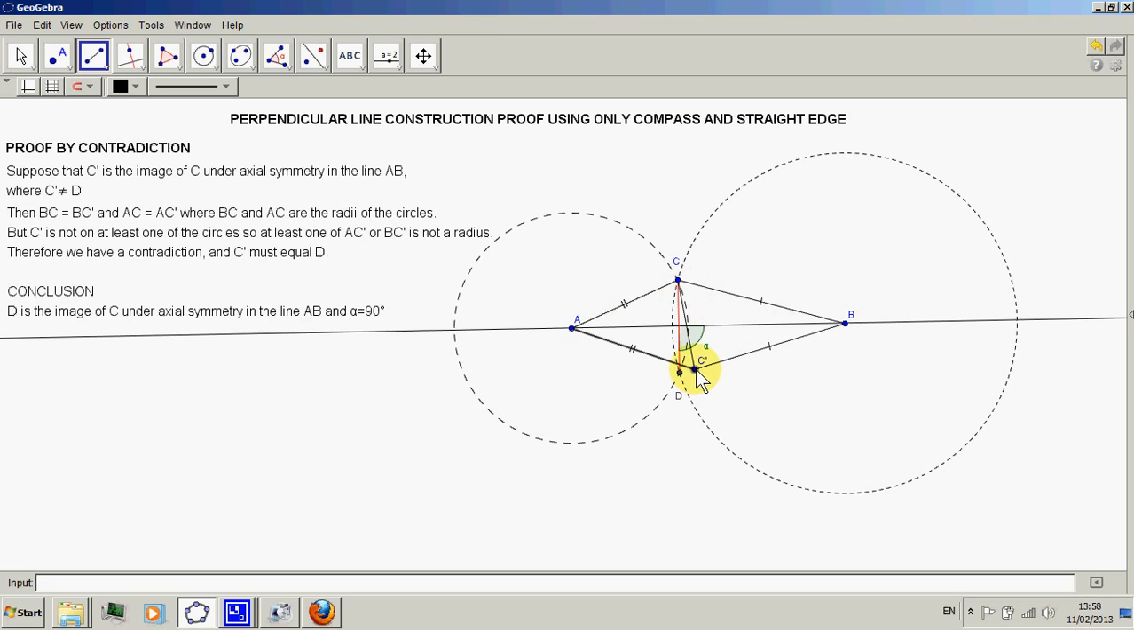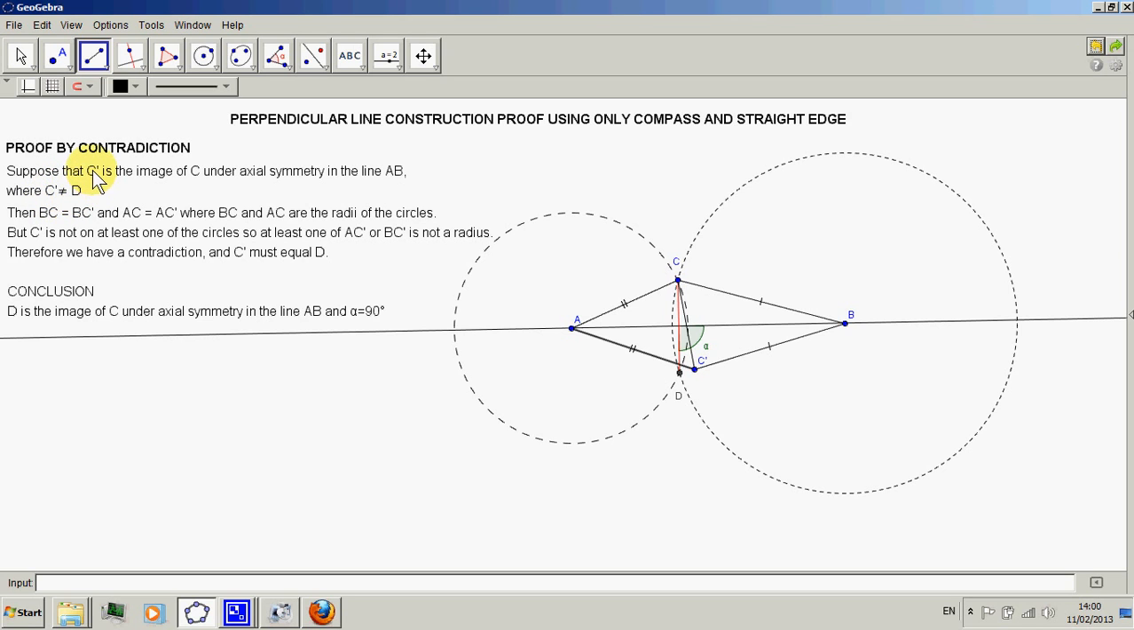But of course, since C prime is not equal to D, it's not on at least one of the circles. So the distance of the center of one of the circles to the point C prime is not equal to the radius of that circle. And if that distance is not equal to the radius of one of the circles, then that distance is not equal to one of these two distances. So our original statement has led us into a contradiction. So our original statement must be false.